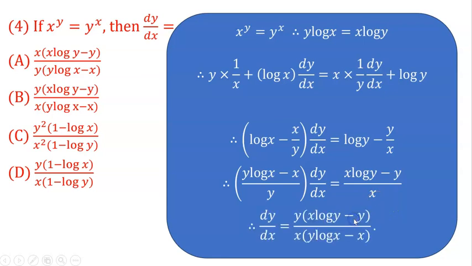Okay, and the next simplification, dy by dx is equal to, this y will come here to the numerator, that is y upon x, and the next terms are x into log of y minus y, and this term will come to the denominator, and hence dy by dx is equal to y into (x log y minus y) upon x into (y log of x minus x). Okay, and hence option B is the correct answer.